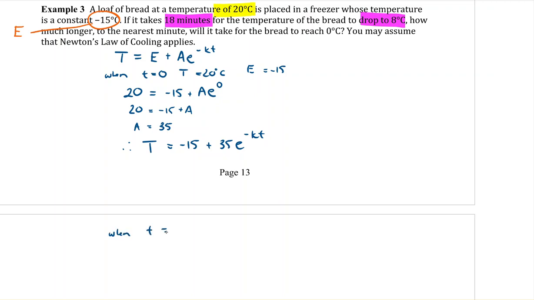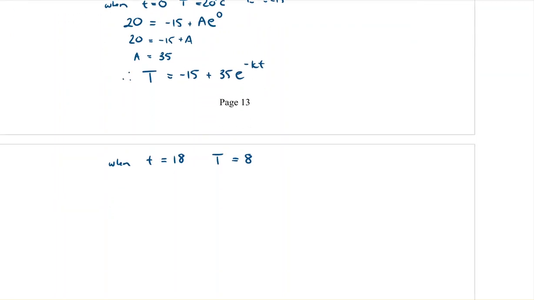So when the time, sorry, is going to be 18 minutes, my temperature will drop to 8 degrees. That was the second piece of information, so we sub that in. So 8 for temperature, minus 15 plus 35e to the minus 18k. Move the 15 across, that makes 23. We're finding the k, so we divide by the 35, which makes 23 over 35. Doesn't get any nicer than that.